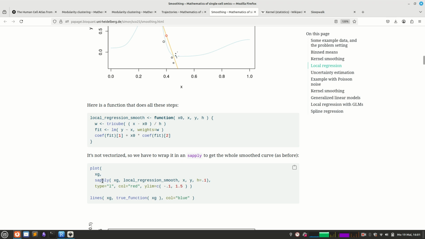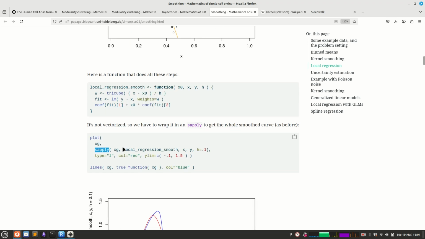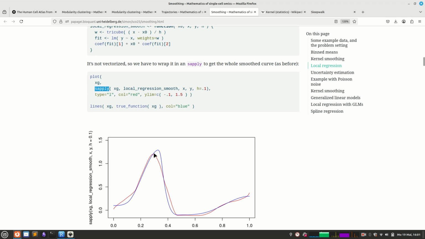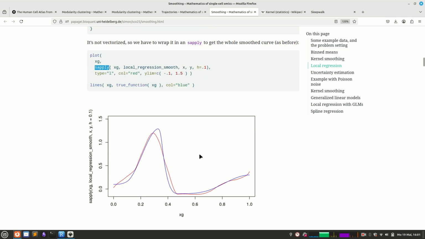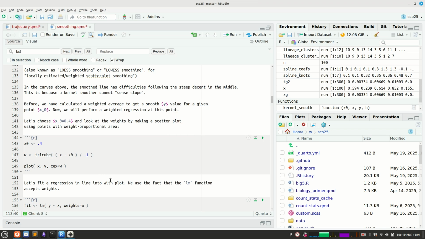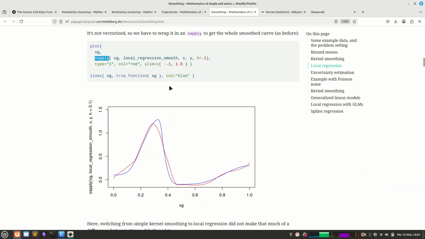And again, I use my sapply to call this function for each of my 300 values with which I have divided up the unit interval. And so I get 300 new values, and now I get this red curve here, which is slightly different than the red curve I had before. And this is now what we call smoothing with linear regression.